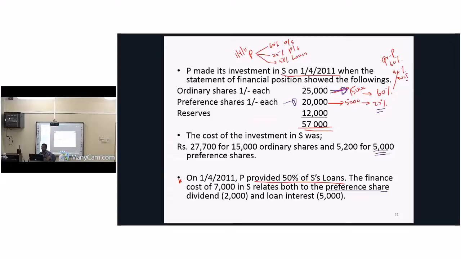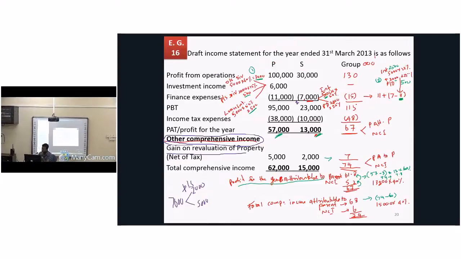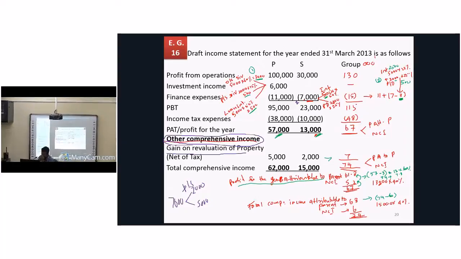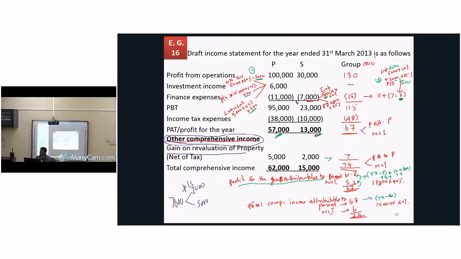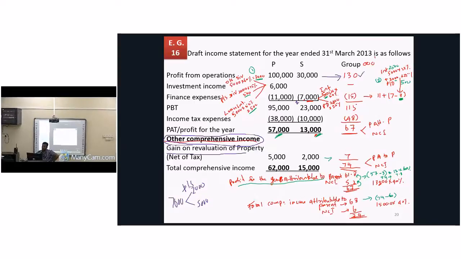Now how do you start this? From the first row we will do. Is there any adjustment from profit from operations for this row? No. We can take 130. It is done. Understand?